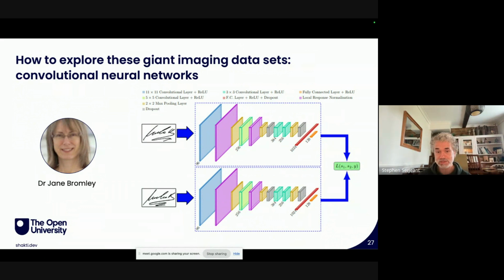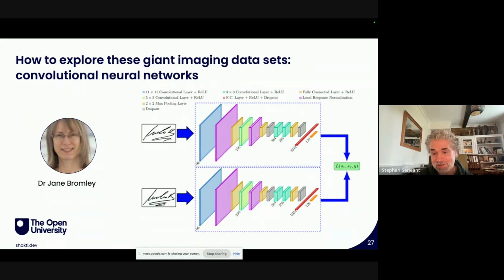So this was a technology developed for signature verification, but it's since been applied to all sorts of things, from gait recognition to face recognition. So it's been a very highly cited, highly flexible technology in machine learning. And I just bumped into her in the car park, so that's rather good.